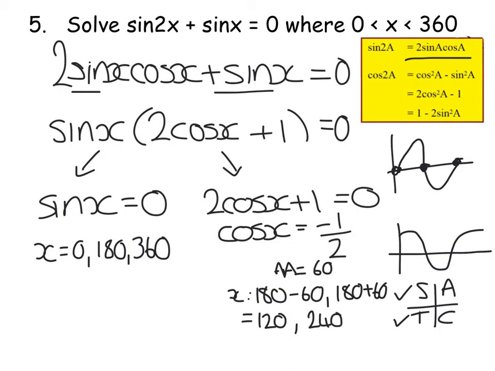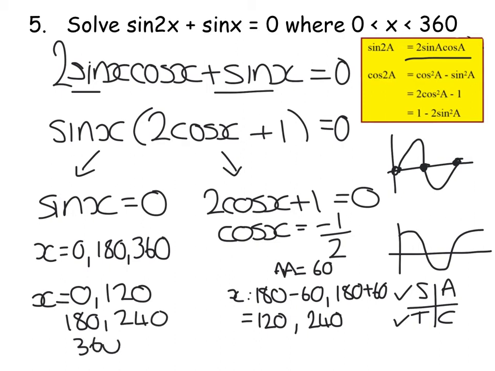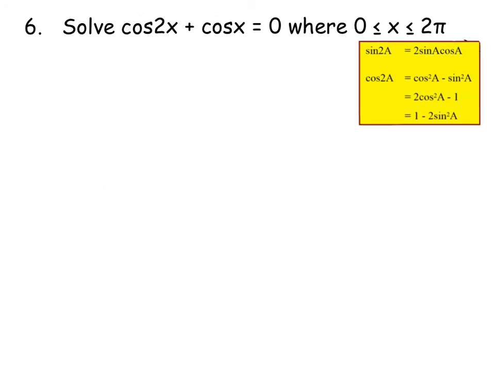Now what I like to do at the end is I just like to do a nice conclusion with all the answers in order. So we had 0, 120, 180, 240 and 360 all as possible answers there. And they should all probably have wee degree signs. Okay, so that's that one. Let's look at another one.